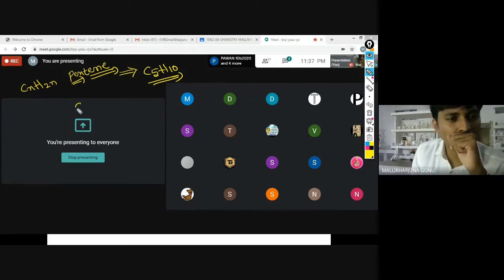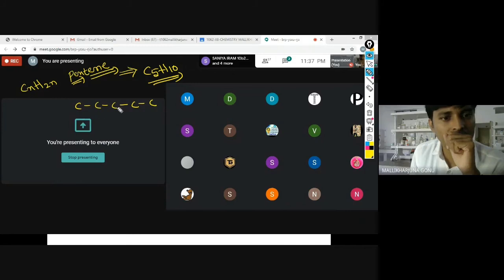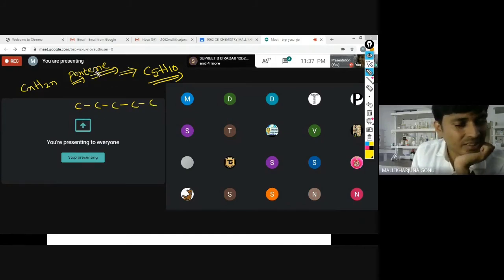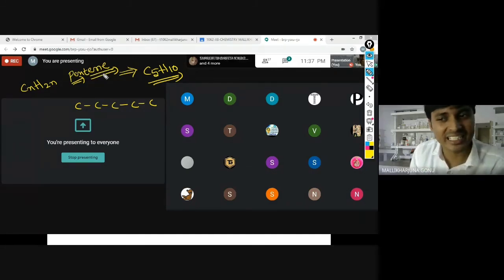So now I have to write the structure of this one. I will take 5 carbons. 1, 2, 3, 4, 5. Since it is an alkene, ENE, that means an unsaturated hydrocarbon. That means it has a double bond. So I will write the double bond here. I cannot write here or here. That also can exist, that you will study in higher studies.